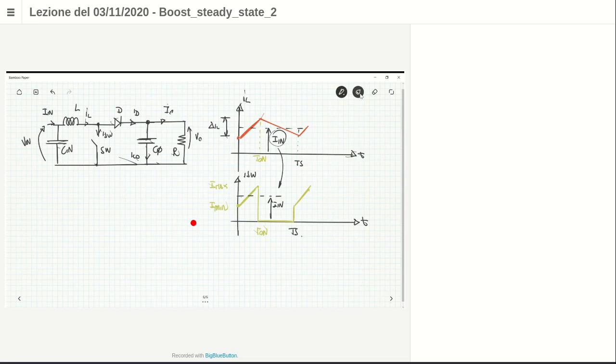As you can see, the switch current that I can have in the boost is the same switch current that you have in the buck. Okay, so the same, the buck has exactly the same current. In that case, we use an approximation.